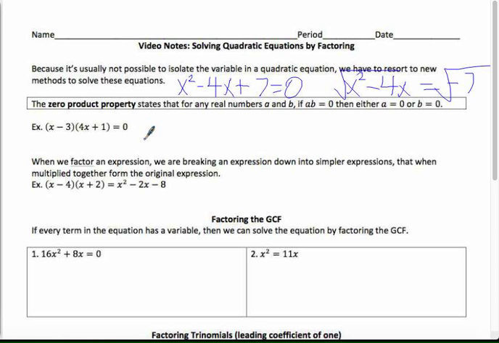And we know from math that if two numbers multiply to 0, then one of those numbers has to be 0, right? So here, to solve this equation, if x minus 3 times 4x plus 1 equals 0, then this expression equals 0 if either x minus 3 equals 0 or if 4x plus 1 equals 0. So we're allowed to split this equation into two smaller and easier equations. And we could see that the solutions to that equation would be x equals 3 and x equals negative 1/4.